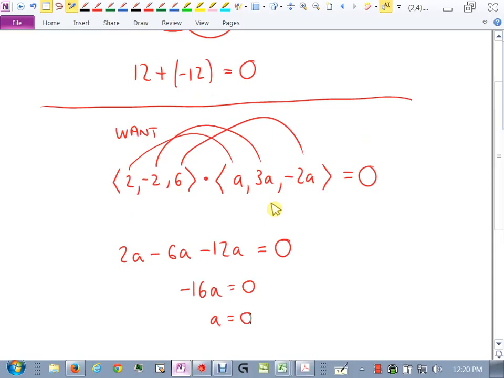Well, both formulas are interchangeable. If you're trying to find the dot product of two vectors and you're given the components, this is what you use. If you're given their lengths and the angle, then you use the other one.